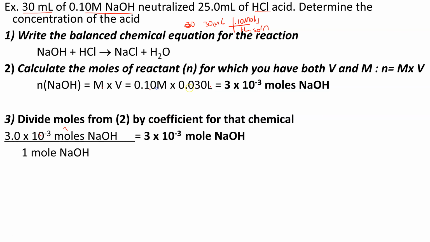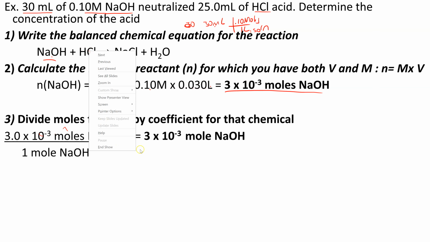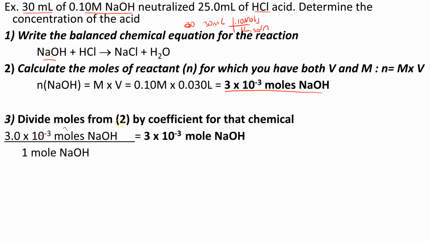So I'm going to multiply the molarity by the volume, whatever they're giving me, to get my moles of NaOH. So I have moles of this. I'm going to go from moles of this to moles of this. The way I do that is I divide the moles from step 2 by the coefficient of the chemical. So what's the coefficient for NaOH? 1, right? Because there's nothing in front of it. Same thing for HCl, it's 1. So now I have moles. You have 3 times 10 to the negative 3 moles of NaOH.